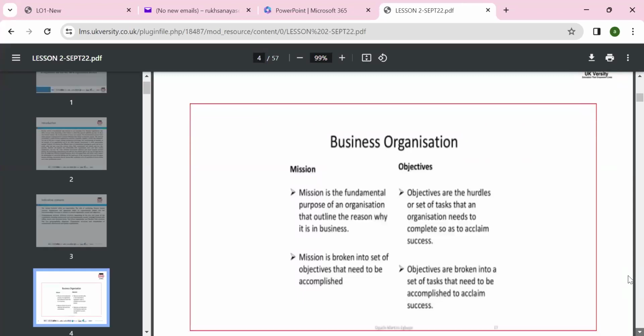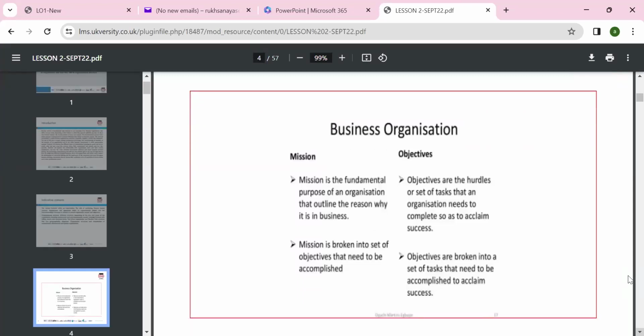Okay, so organization. Every organization has a mission. Mission is the fundamental purpose of an organization. It outlines the reason why it is in business. Mission is broken down into a set of objectives that need to be accomplished. So when we call objective, we mean end result, what you want. Objectives are the hurdles or the set of tasks an organization needs to complete to claim success. So that's why every organization's objectives are broken down into a set of tasks that need to be accomplished. So that we can reflect we are a successful organization.